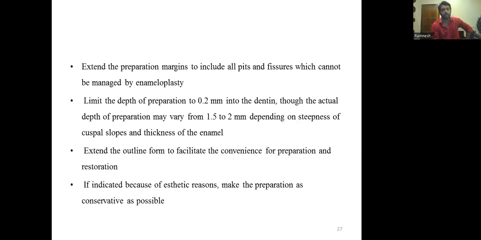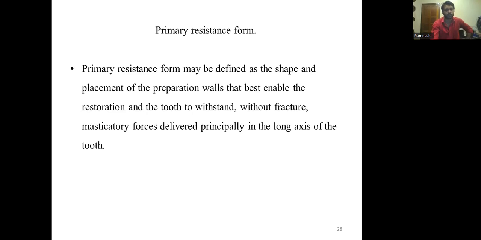The extent of the preparation margin should include all pit and fissures which cannot be managed by enameloplasty. Limit the depth of preparation to 0.2 mm into dentin through the actual depth. If indicated for aesthetic reasons, make the preparation as conservative as possible.